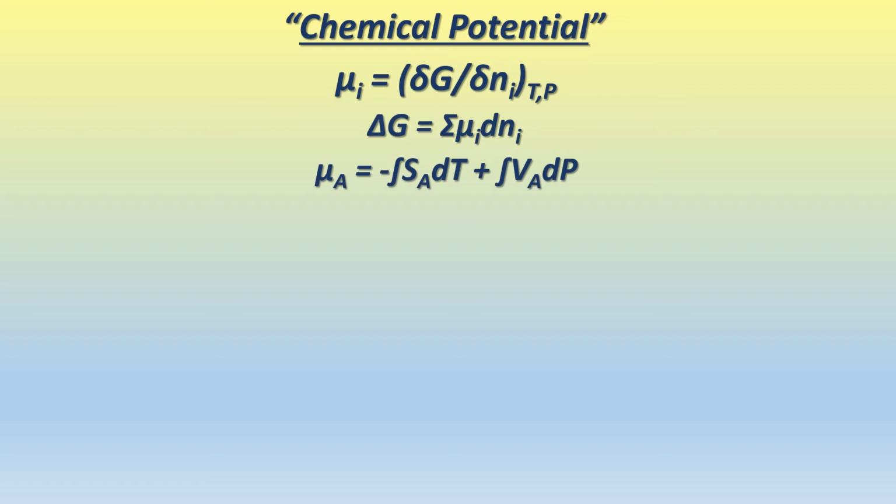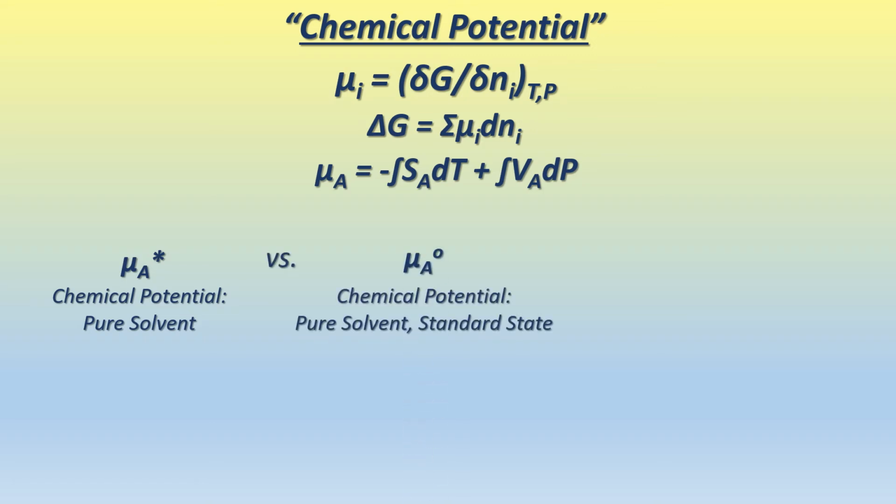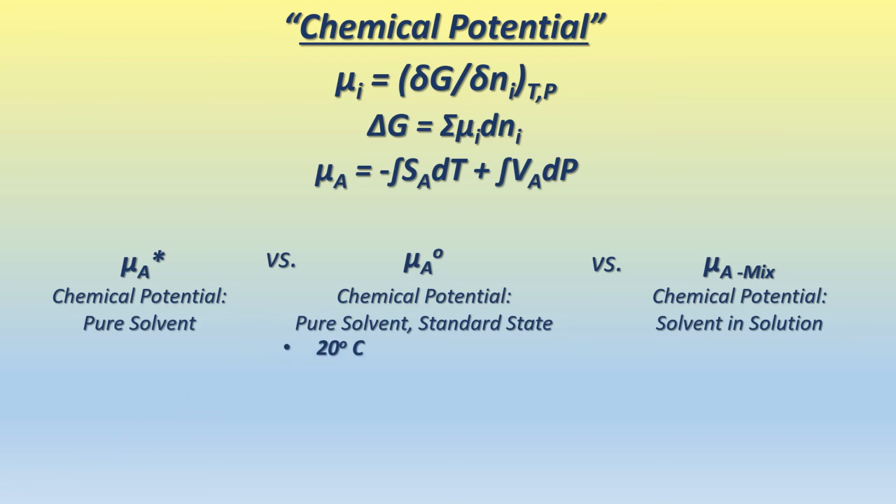Since I have more than one component here, I have several different aspects of the potential to look at. There's mu star of A, which is the chemical potential of the pure solvent at whatever condition you're talking about in temperature and pressure; mu 0 of A, the chemical potential of the solvent under the standard state; and mu of A in the mixture, the potential of A in solution. We're recalling the standard state means 20 degrees C, every component at 1 atmosphere pressure or 1 molar concentration.